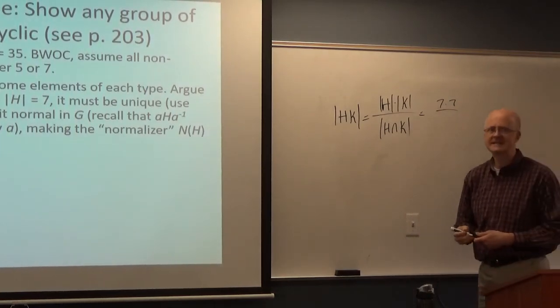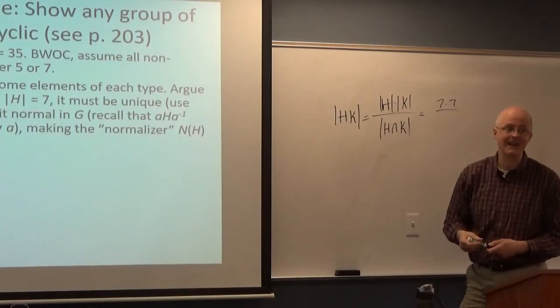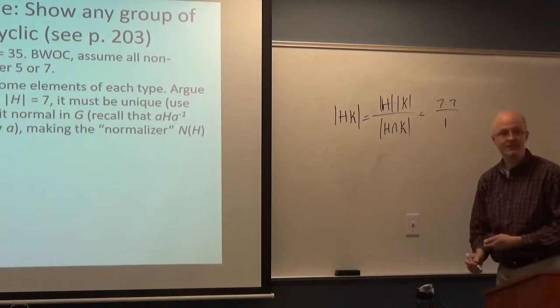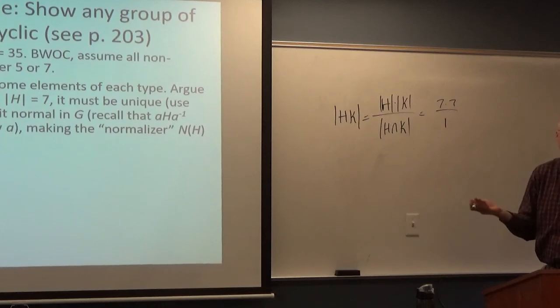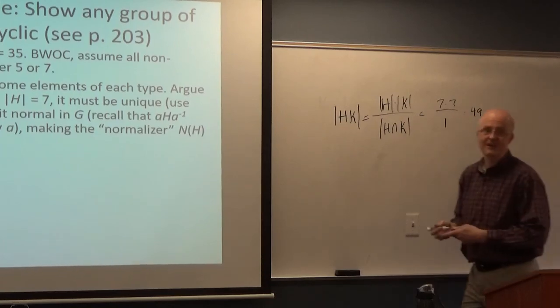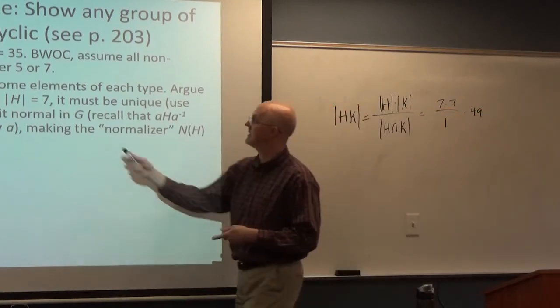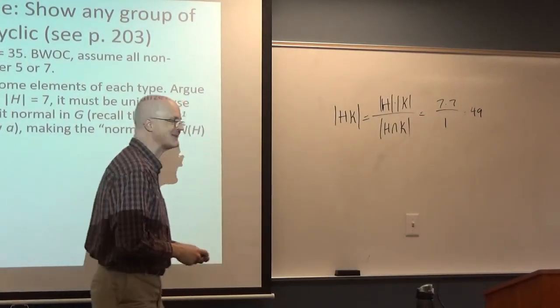Now, if H and K are distinct subgroups of order 7, their intersection must be just the identity. This must be 1. They could only intersect in the identity, because if any one generator was in both of them, it would really generate both subgroups. That would be 49, and that's a contradiction because there's only 35 elements in G. So there cannot be more than one subgroup of order 7.